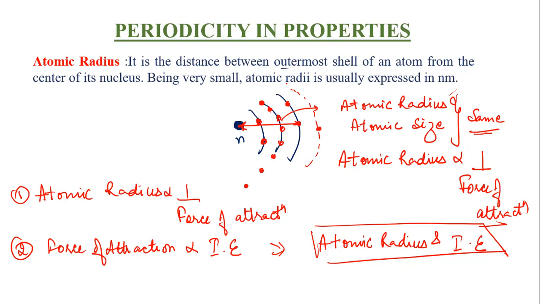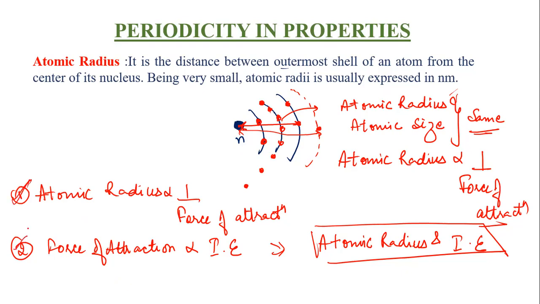The same with the atomic radius. If the atomic radius is more, the distance is more, then there will be less force of attraction. And if the distance is less, then the force of attraction will be more. Clear? Same thing is there in the case of electron and nucleus. So the first point is clear.